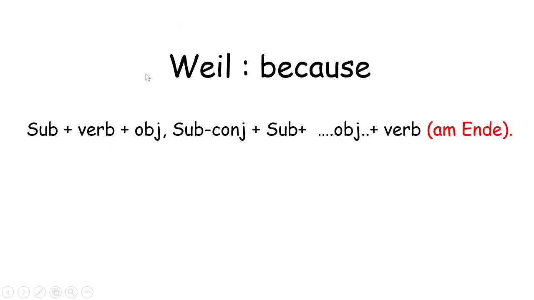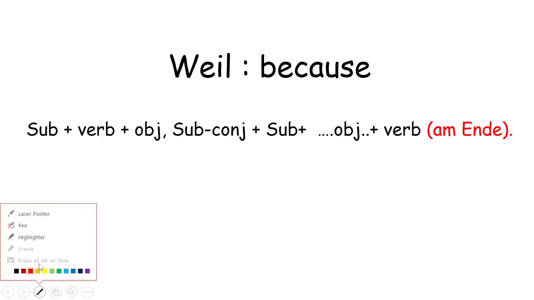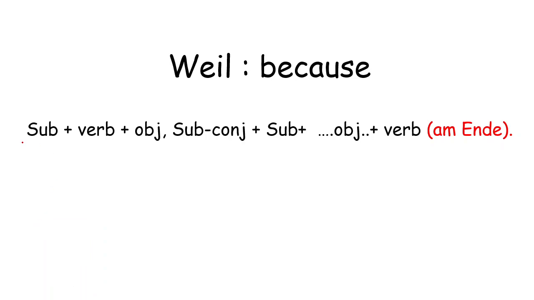So, where we want to combine two sentences and want to use weil, we use subject, verb, object. The first sentence would be subject, verb, object, and then the subordinate conjunction plus subject, object, and verb, where the verb, which is in the second position, goes at the end. This is the first way that we are going to use.